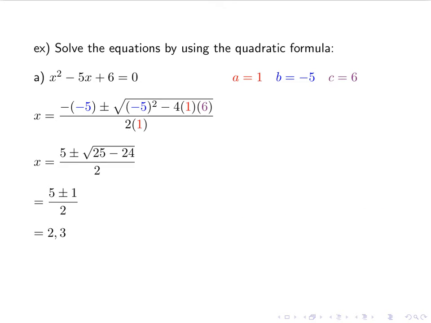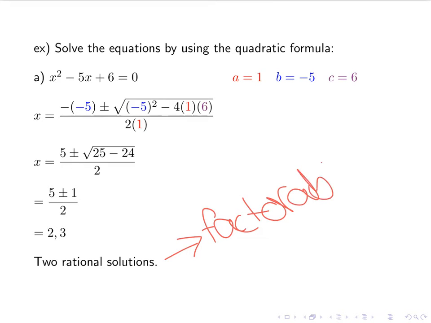So I get 2 and 3, which are 2 rational solutions. If what I get out are rational solutions, things that look like they could be a fraction, that means that my equation was factorable. And if we go back to solving equations by factoring, this guy is very easily factorable. But we're not going to get into that because we're using the quadratic formula.